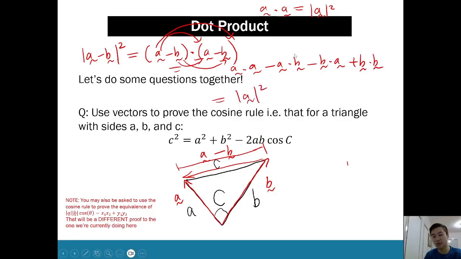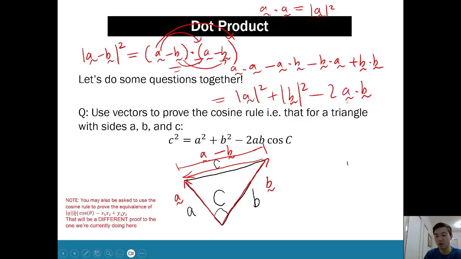And here's the thing, the dot product of a with b is the same as the dot product of b with a, using the commutative law. So we can collect those like terms together. The dot product of b with b will simply be the magnitude of b squared, and here we'll get minus 2 times the dot product of a with b.